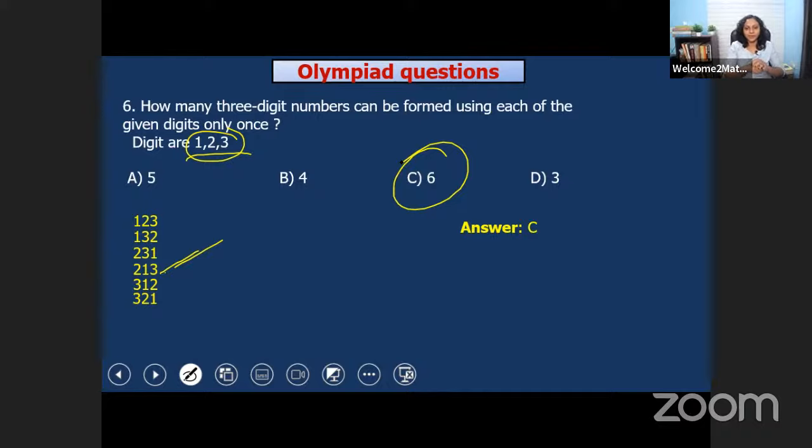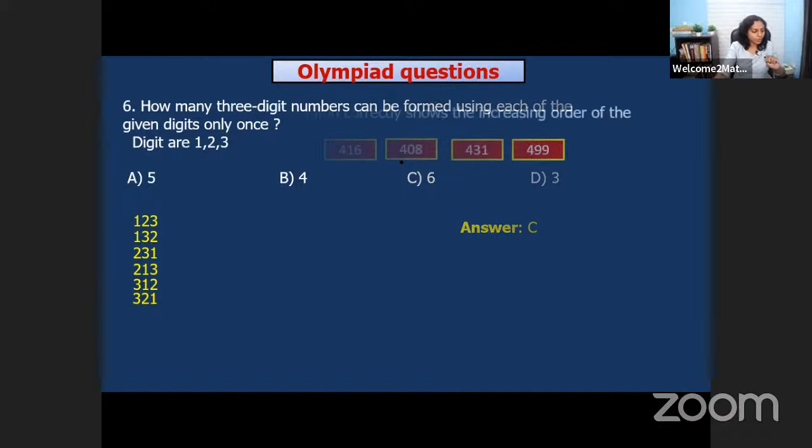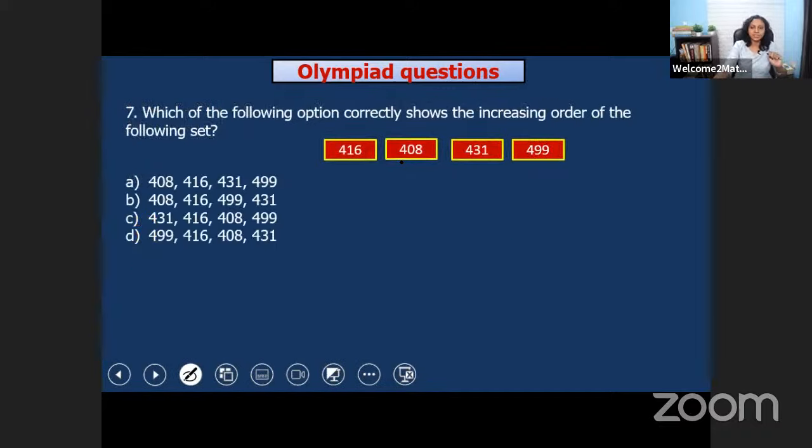Very good, very good, very good. Now let's move on. Let's solve one more question, and it is question number 7 for you. You see, what we have to do, our question is here.